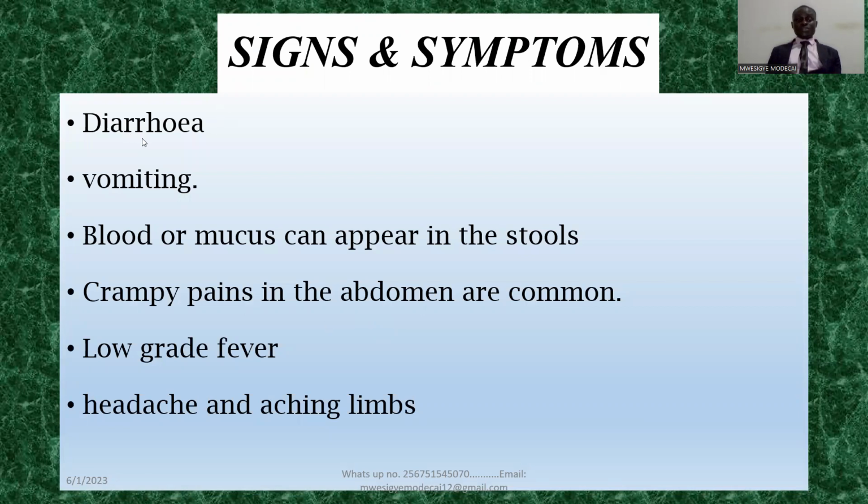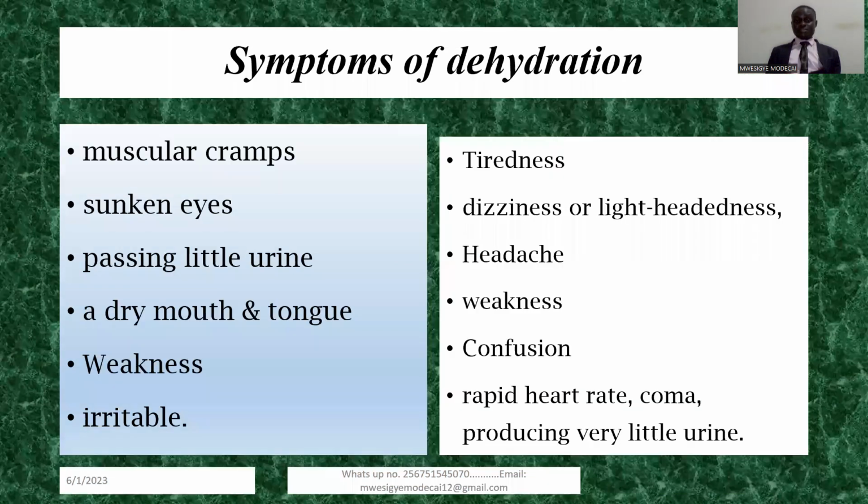The common one is diarrhea, that is passage of watery stool 3 or more times a day. There is vomiting. Blood or mucus can appear in the stool, which you call melena. Crampy pain in the abdomen, low-grade fever. There is headache and aching of limbs. Those are some of the signs and symptoms.